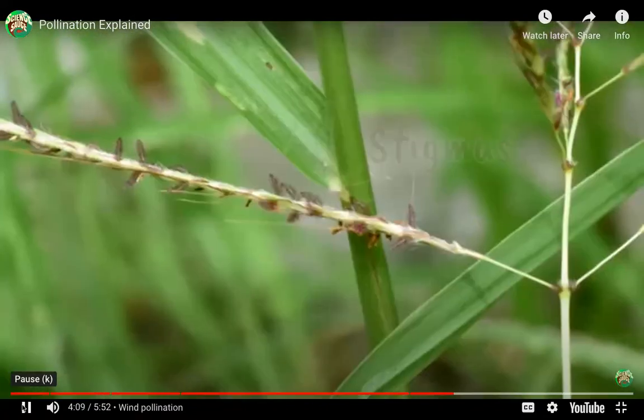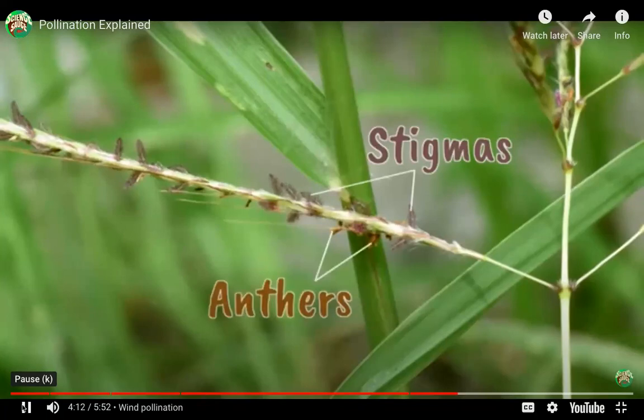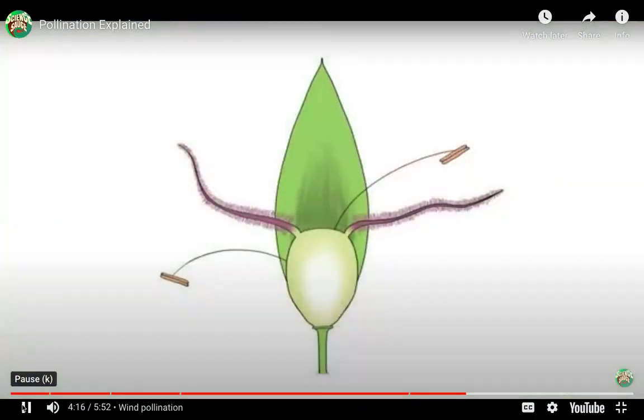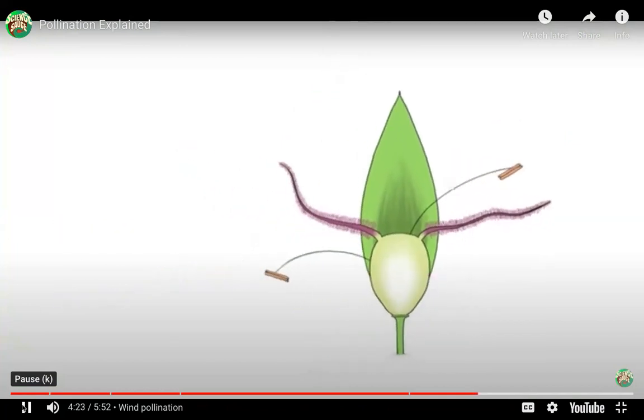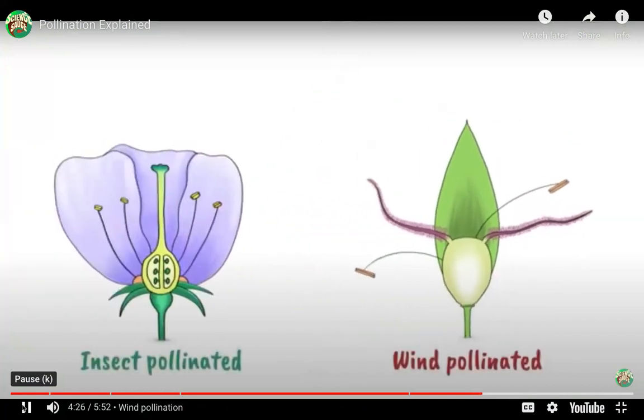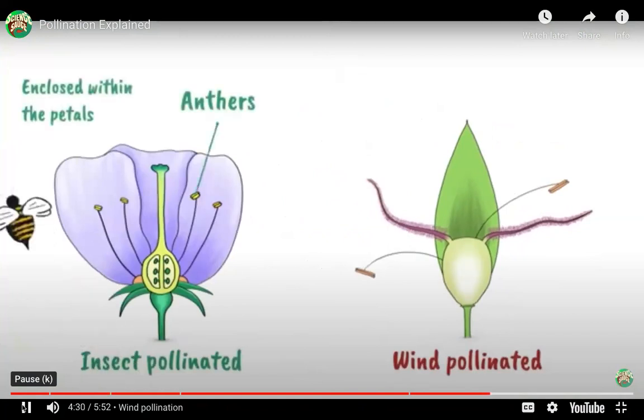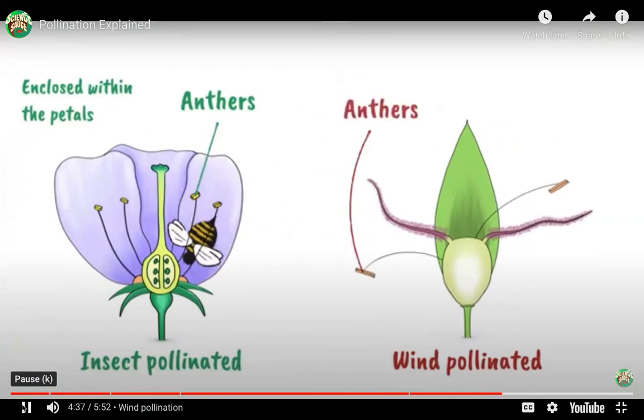On these flowers, you can see the stigmas here, as well as the anthers. The structures may be a little more clear on this simplified diagram of a wind-pollinated flower. Let's compare it to an insect-pollinated flower. Where insect-pollinated flowers tend to have anthers enclosed within the petals, encouraging insects and other animals to brush against them, wind-pollinated flowers have exposed anthers. This allows wind to catch the pollen released from them.